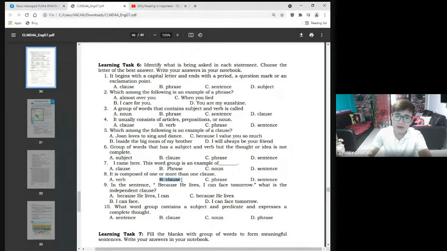Because we have a sentence, we have the compound sentence, right? Are you familiar with the compound sentence and the complex sentence and compound-complex sentence? Are you familiar with that? But here, it is composed of one or more than one clause. That is, of course, the one is the letter D. Tama naman. Number 8 is letter D, sorry.